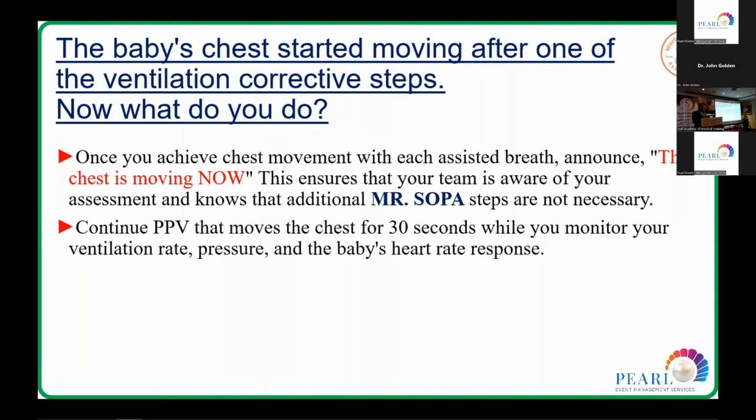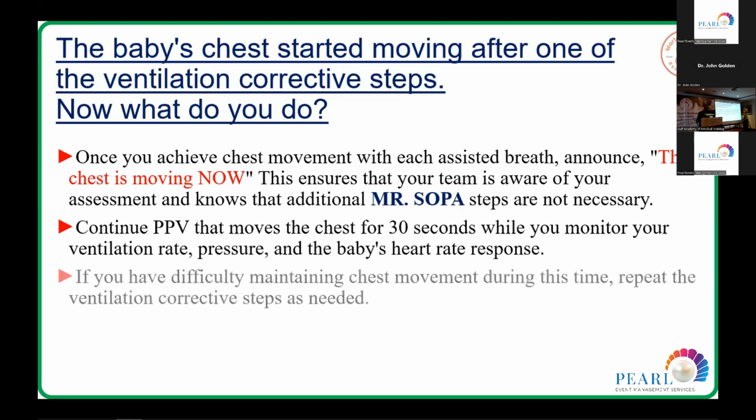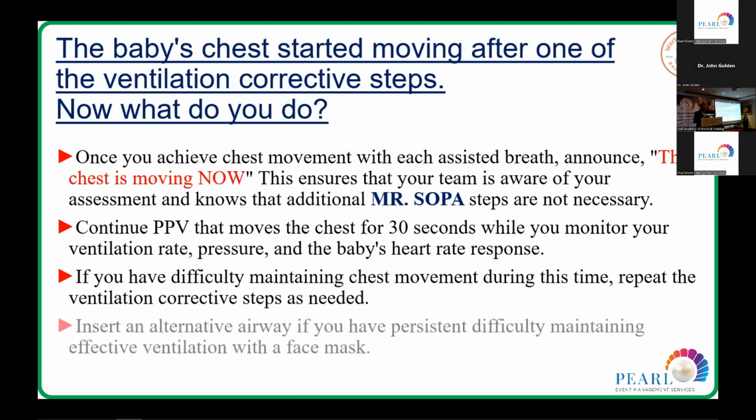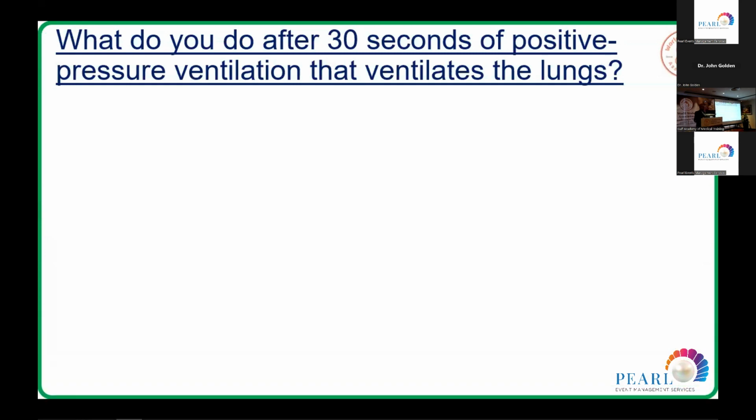Continue PPV that moves the chest for 30 seconds while you monitor the ventilation rate, pressure, and the baby's heart rate response. If you have difficulty maintaining this movement during this time, repeat the ventilation corrective steps as needed. Insert an alternative airway if you have persistent difficulty maintaining effective ventilation with a face mask. After 30 seconds of PPV that ventilates the lung, what do you do?